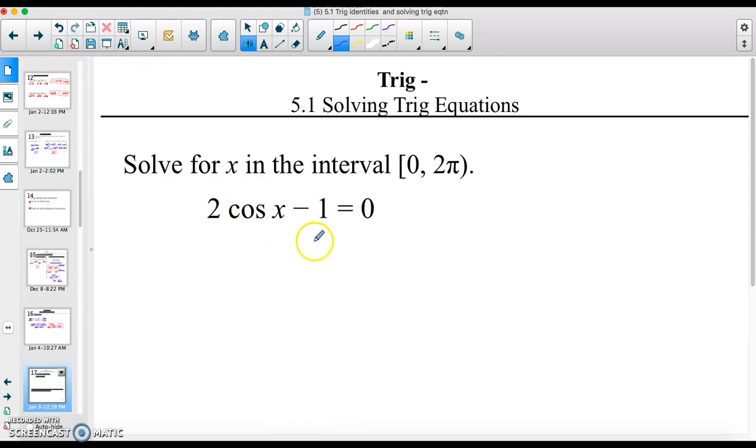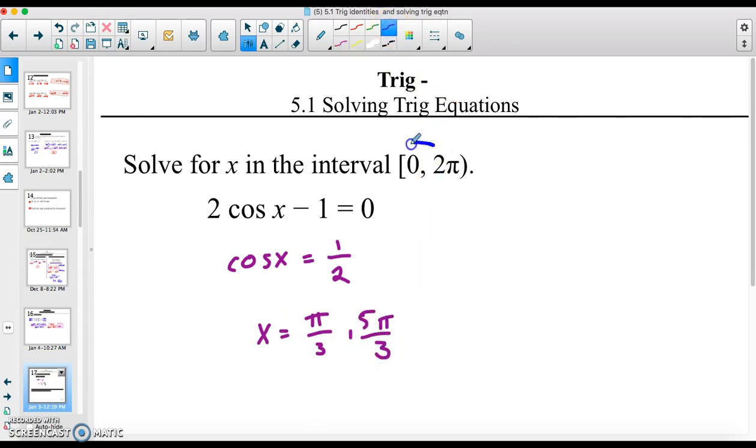And then the last part of the warm-up: solve for x in the interval 0 to 2 pi. So we did a similar one of this in the other notes, so I could move over the 1, divide by 2. So cosine x equals 1 over 2. Cosine x is positive in the first and fourth quadrant, so that's pi over 3 and 5 pi over 3.